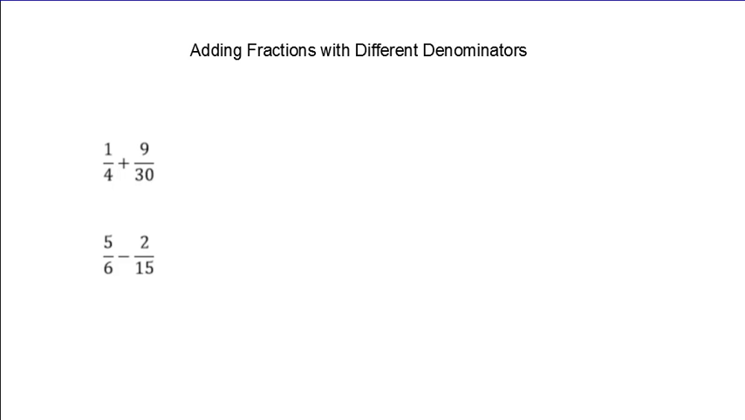This video concerns adding fractions that have different denominators. And so you notice in my first example, we have 1 over 4 and 9 over 30. So I'm pretty sure you can see that those are different numbers.